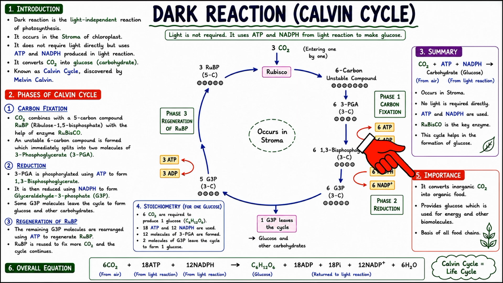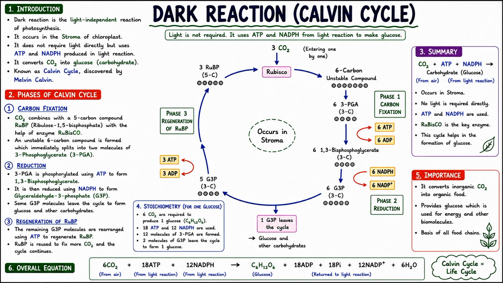Third, glucose is used to make starch, cellulose, proteins, fats, and many other organic compounds. Finally, since plants are the primary producers, the Calvin cycle forms the foundation of almost every food chain on earth. Without this cycle, plants couldn't prepare food and life on earth would not survive.